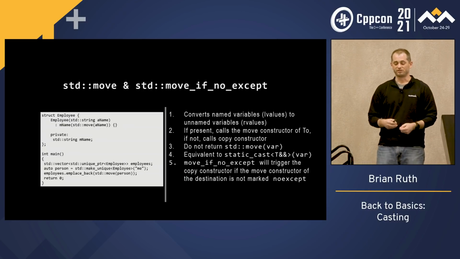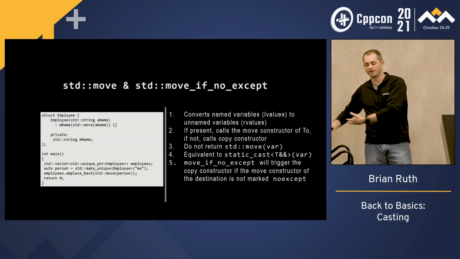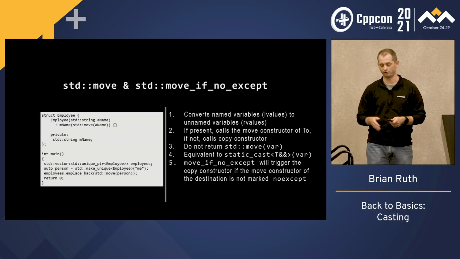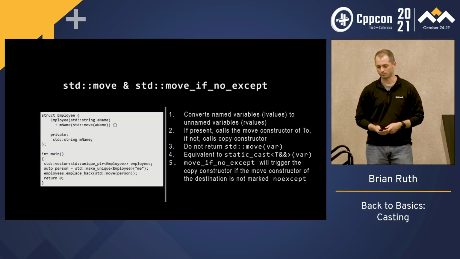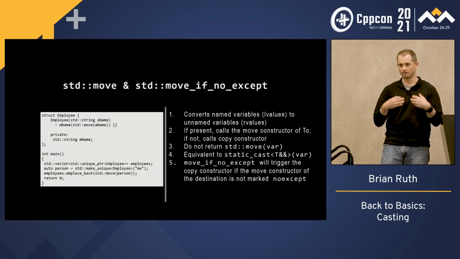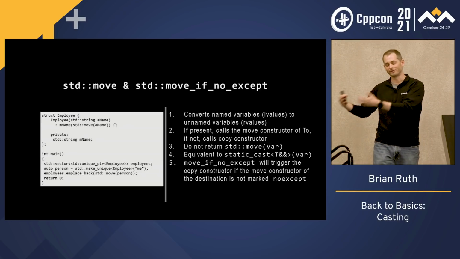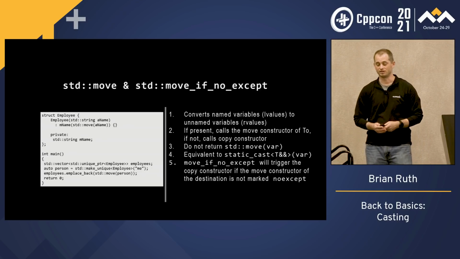So move_if_noexcept just extends on that. It has a little bit of extra protection on top of it. So if you don't have your move constructor, so here, if unique pointer's move constructor, if the person's move constructor is not marked noexcept, it will actually fail, or actually trigger the copy constructor if the destination is not marked noexcept.